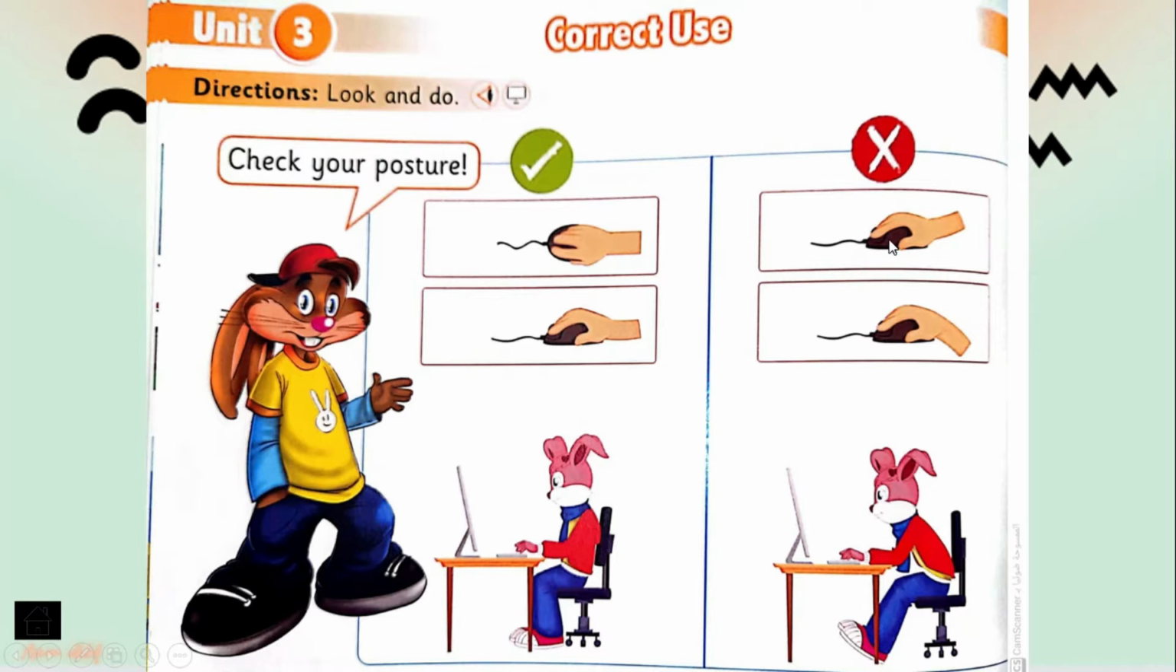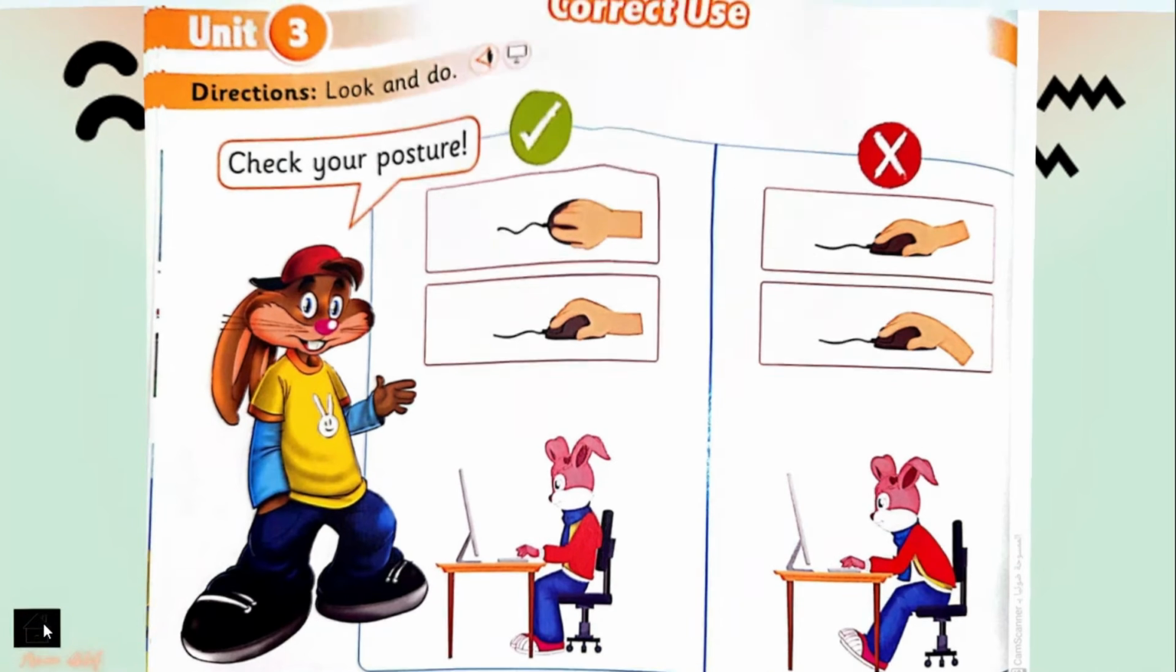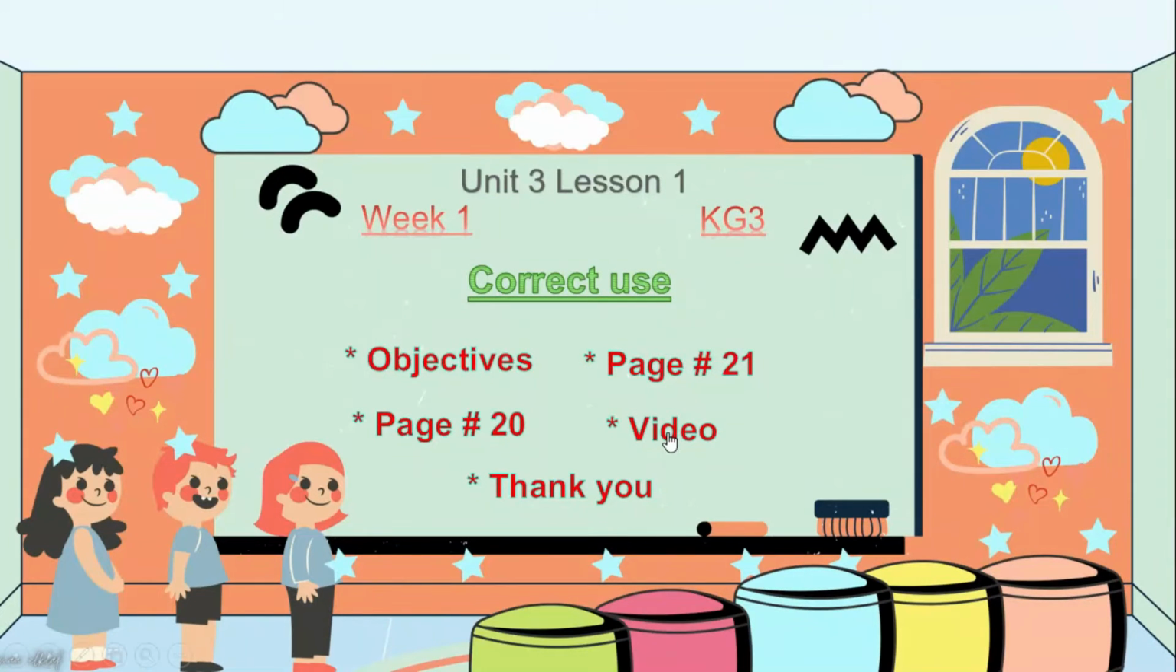And look here in this picture, the hands up and here the hands down. So he will hurt himself. So you have to use the mouse like that and don't use the mouse like that. You have to sit like that and don't sit like that. This is the first page. Now let's go to watch this video together.